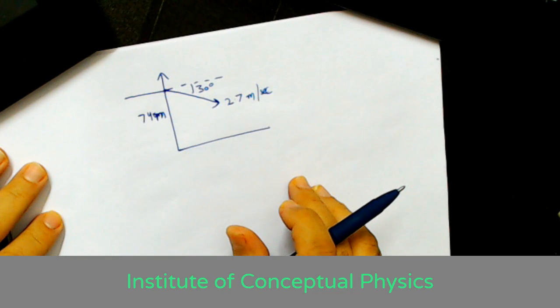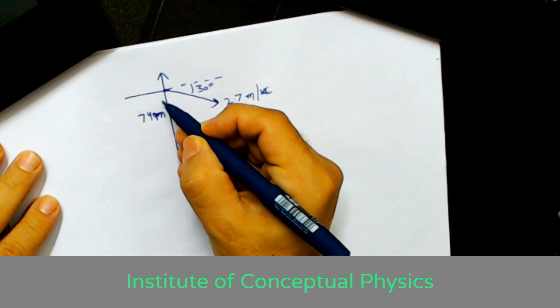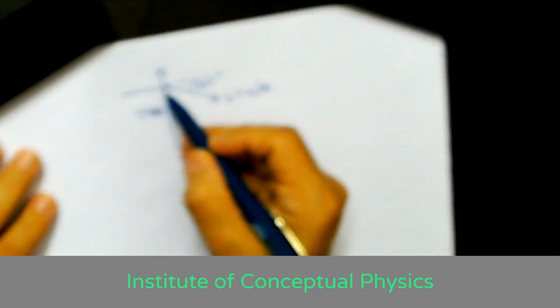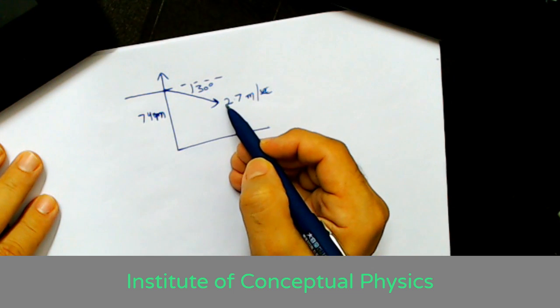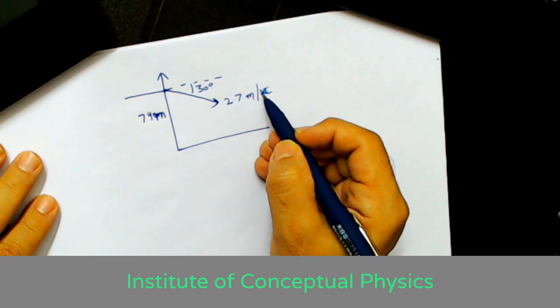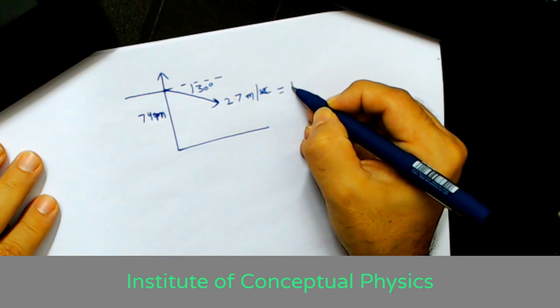And welcome to this video on the topic of projectile motion. So here is your building of 74 meters and you're projecting the body at an angle of 30 degrees. 27 meter per second is the velocity of projection. So this is your u.